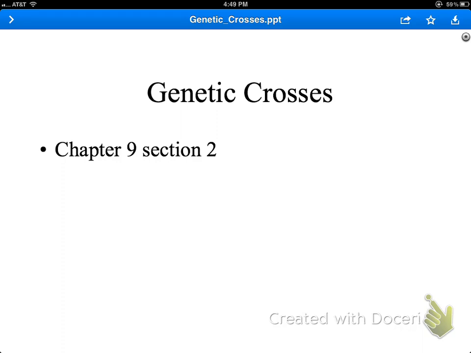We're going to begin our notes on genetic crosses. Remember to fill in your outline notes. You can stop, pause, or rewind this at any time.